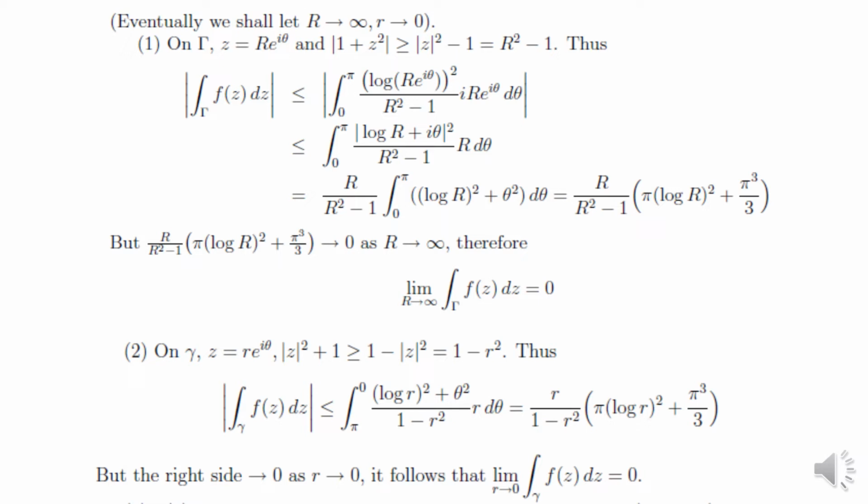So first we take tau, and on tau z = Re^(iθ), and the denominator is z^2 + 1. If we are taking the mod, this will be greater than or equal to |z|^2 - 1. This is from the inequality, and |z| we are taking very large, so R^2 - 1. So the mod of the integral over tau of f(z) dz is less than or equal to the integral from 0 to π, because the semicircle is there, so the angle will be 0 to π for dθ.